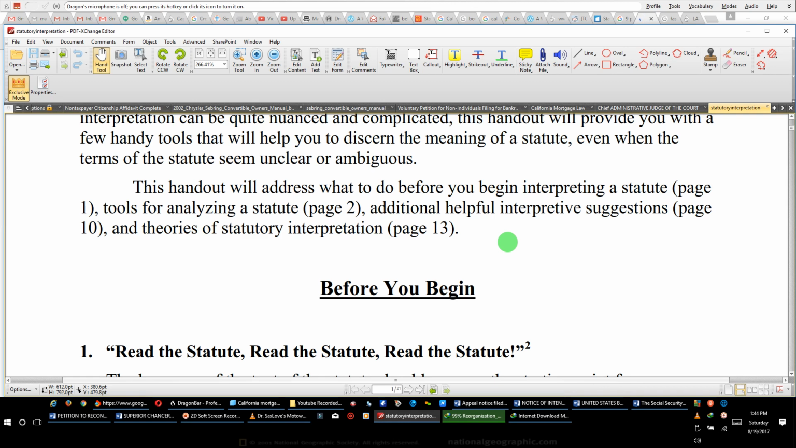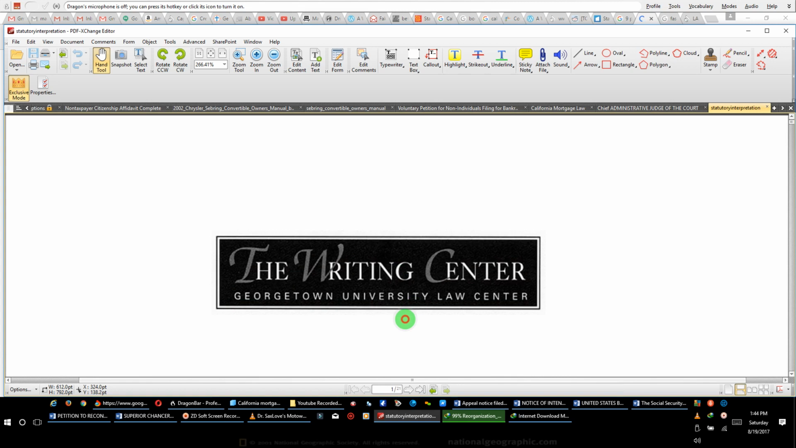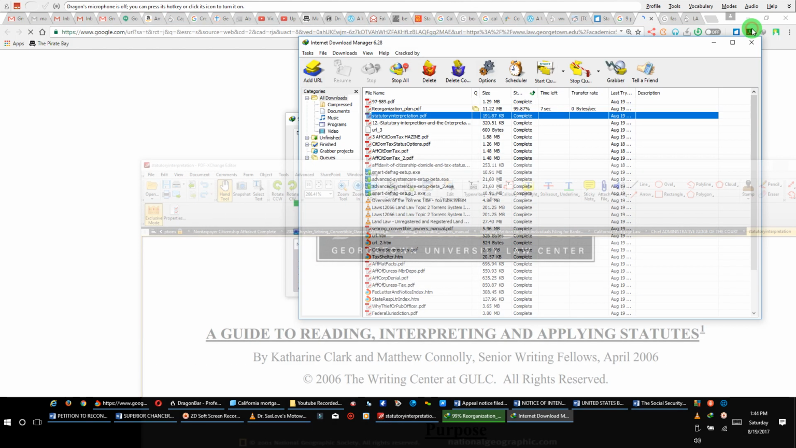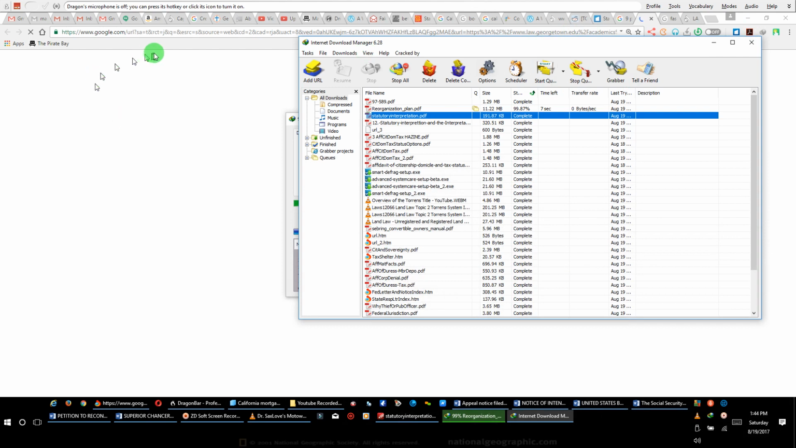Okay, ladies and gentlemen, so do yourselves a favor. The name of this document is the Georgetown one, A Guide to Reading, Interpreting, and Applying Statutes. Okay, that's the name of the document. That's what you want to Google. This is the PDF I told you I was downloading from Georgetown. This is the, where is it at?